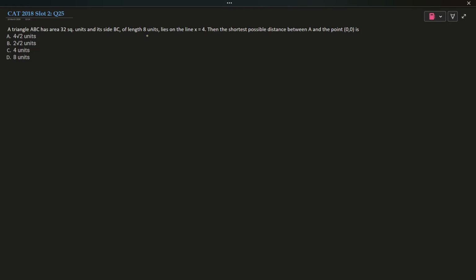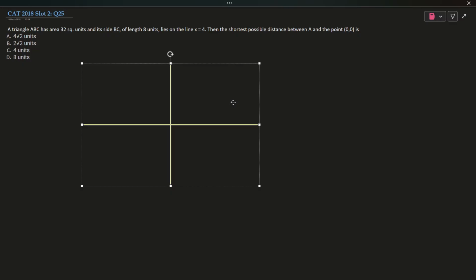A triangle ABC has area 32 square units, and its side BC of length 8 units lies on the line x equal to 4. Then find the shortest possible distance between A and the point 0, 0, basically the origin. Let me draw the axis, because this will help you to understand. In examination I would not have drawn the axis, guys.